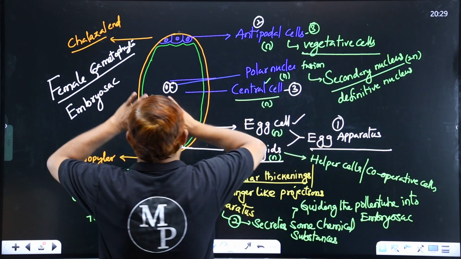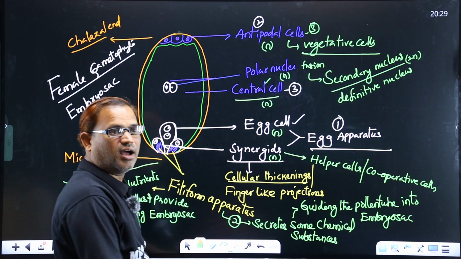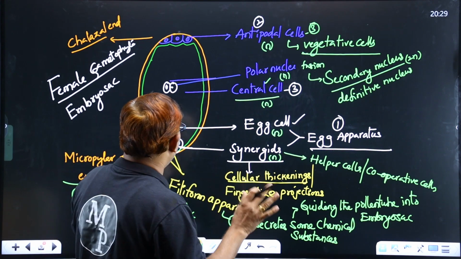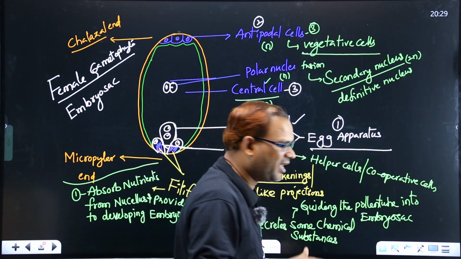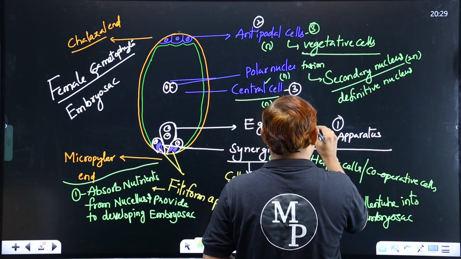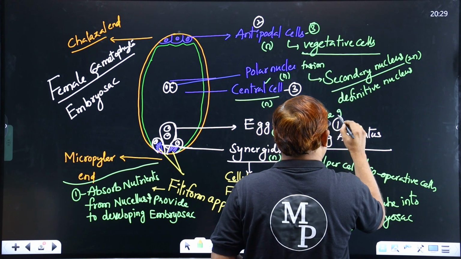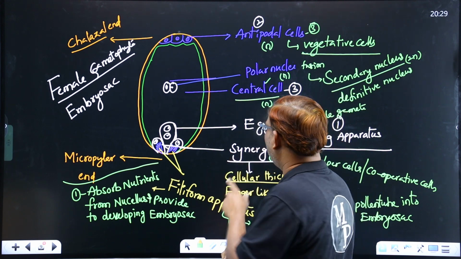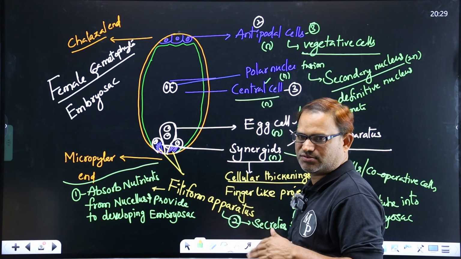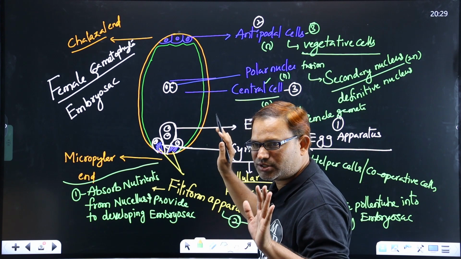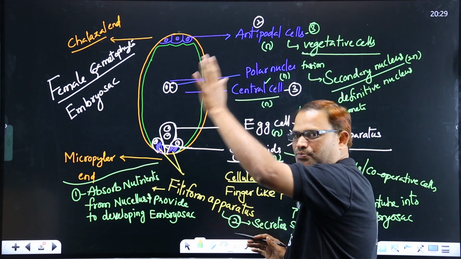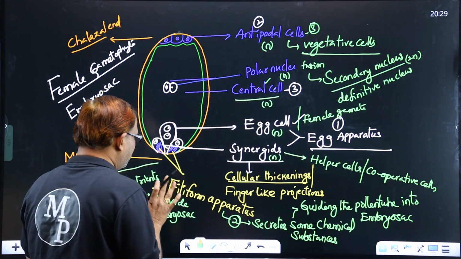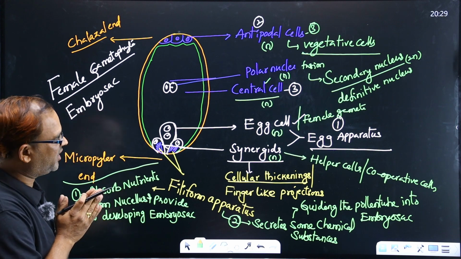This is the complete structure of the embryo sac or female gametophyte. Finally, how many egg cells or female gametes do they produce? Egg cell is nothing but the female gamete. Only a single female gamete or egg cell is formed inside the embryo sac, the complete structure of the female gametophyte. From this area, which type of question will the examiner ask?